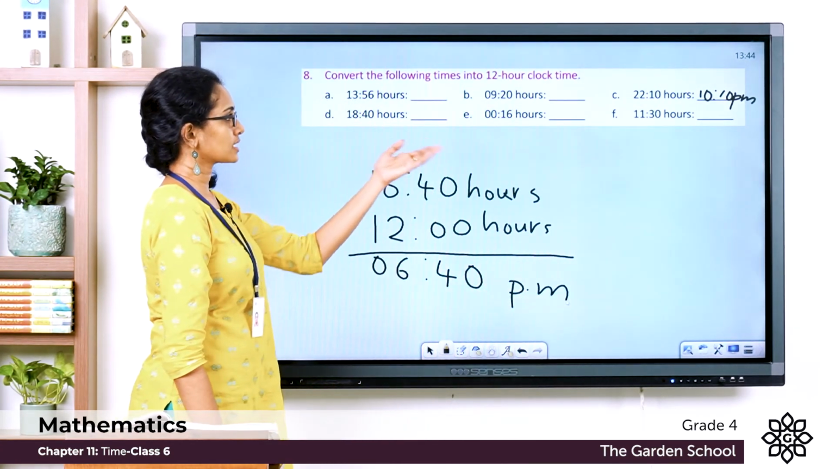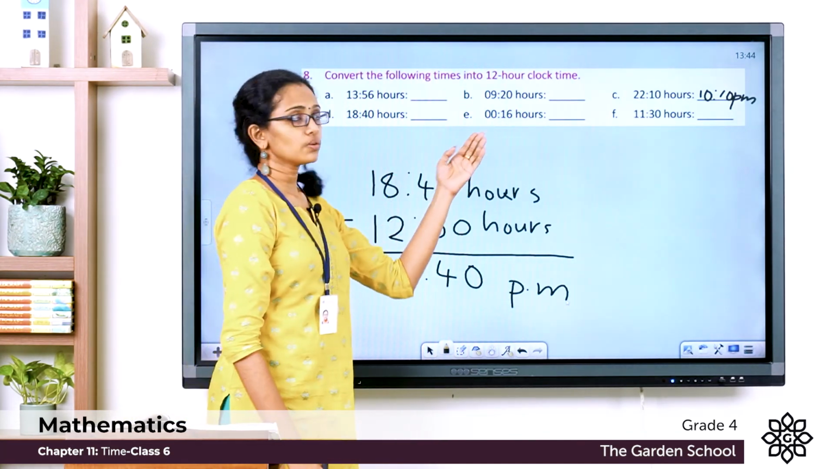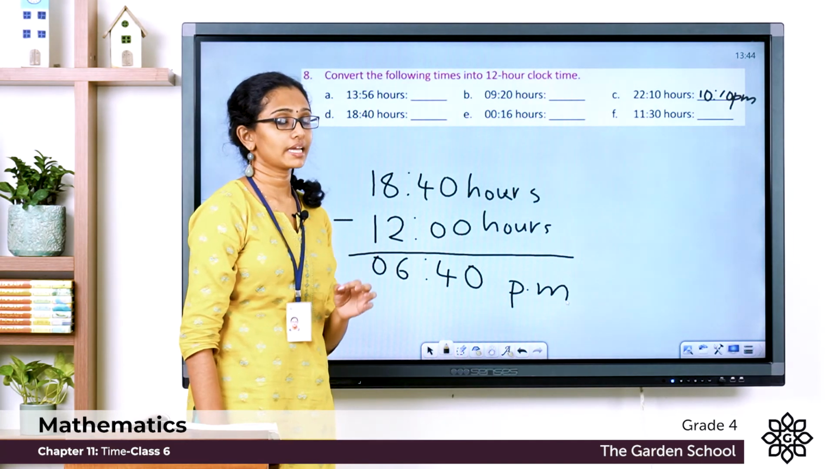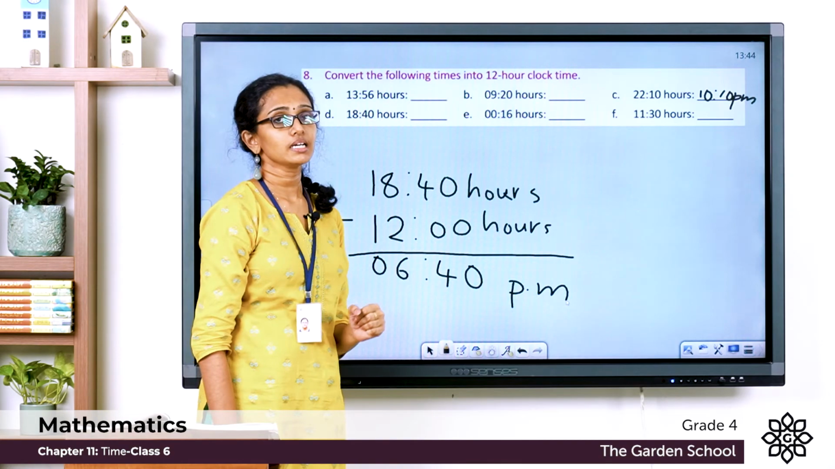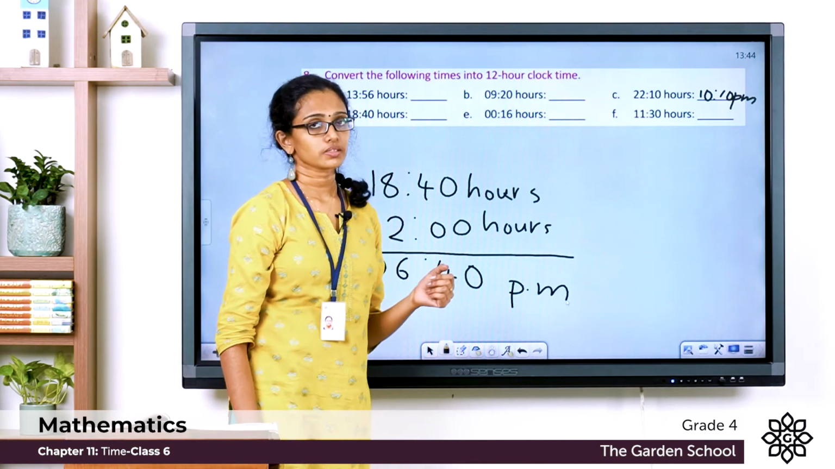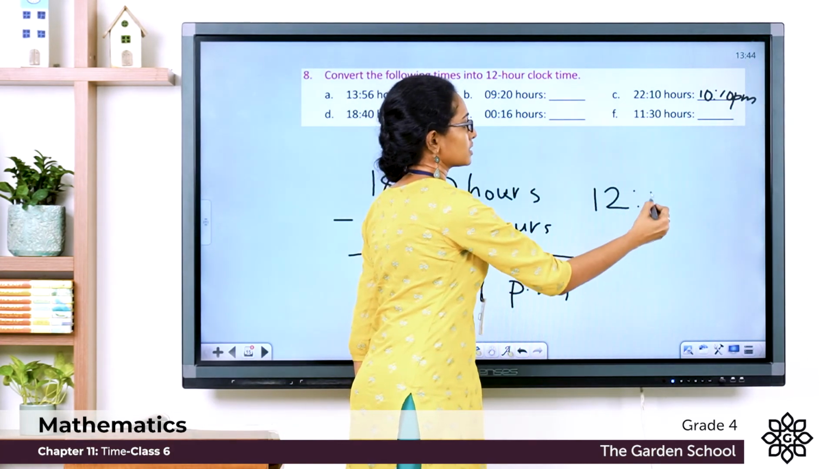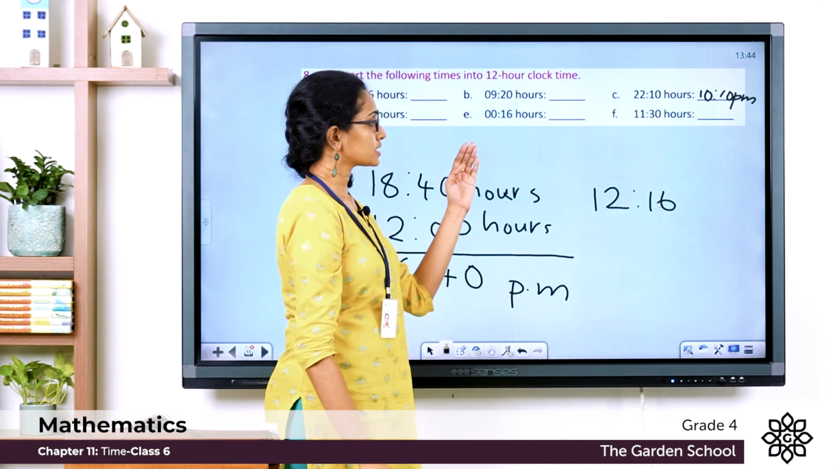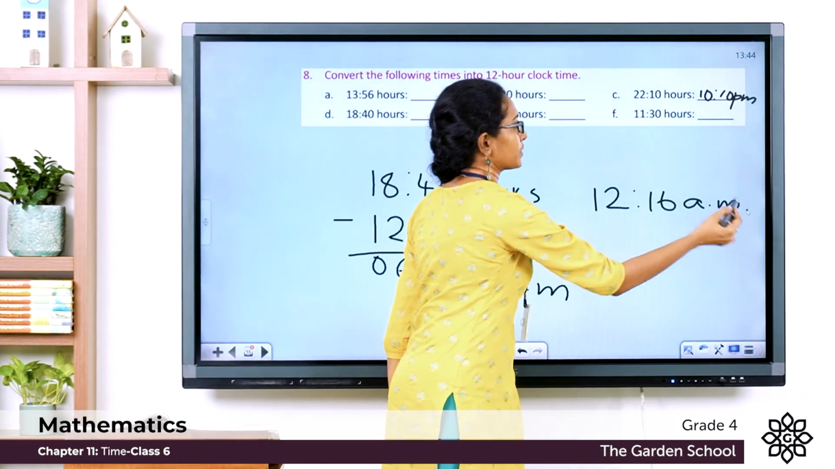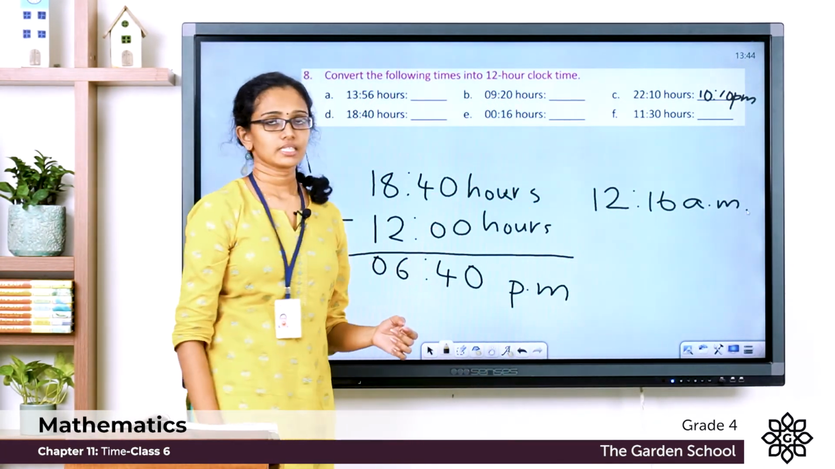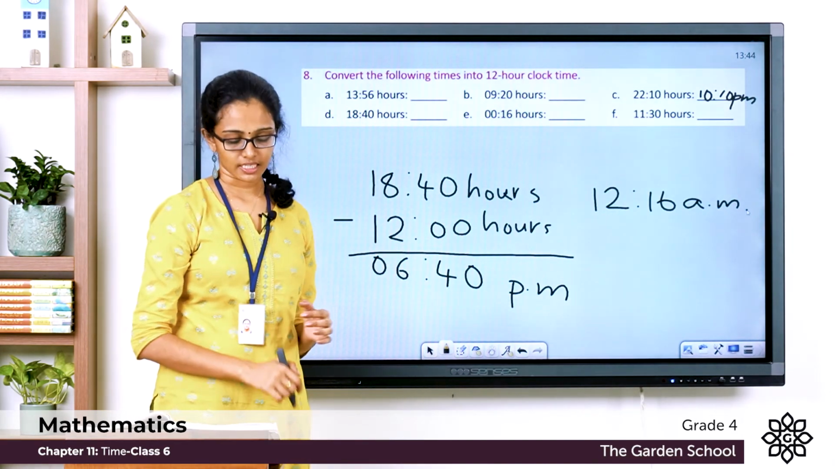Now the next one, question E, 00:16 hours. So 00 in the 24-hour system indicates 12 at midnight. So it will be AM in the 12-hour clock system. So here the time is 12, then minutes 16, and it is in the midnight. So it will be 12:16 a.m. And the last one, question F, 11:30 hours, that you have to do yourself in your textbook itself.